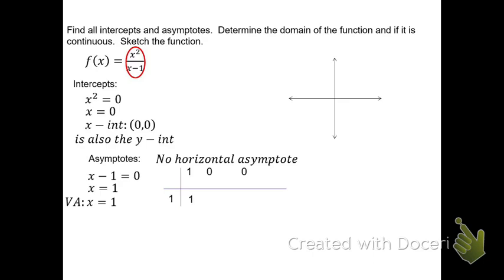Bring down the 1. 1 times 1 is 1. 0 plus 1 is 1. 1 times 1 is again 1. And 0 plus 1 is 1. So when we do this, we see that this thing is going to have a slant asymptote. And if you recall from previous lessons, we said that you can ignore the remainder here. So this is going to be y equals 1x plus 1.